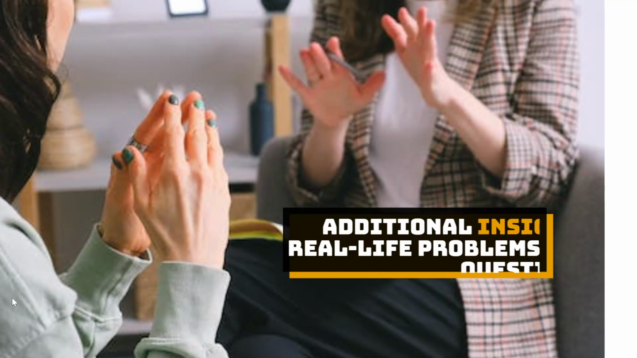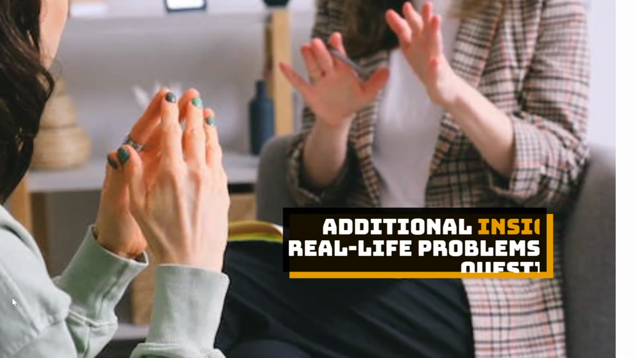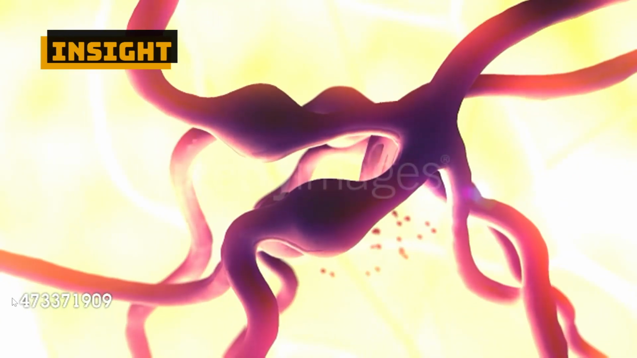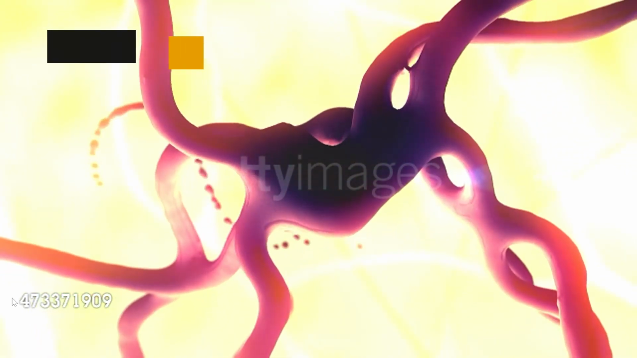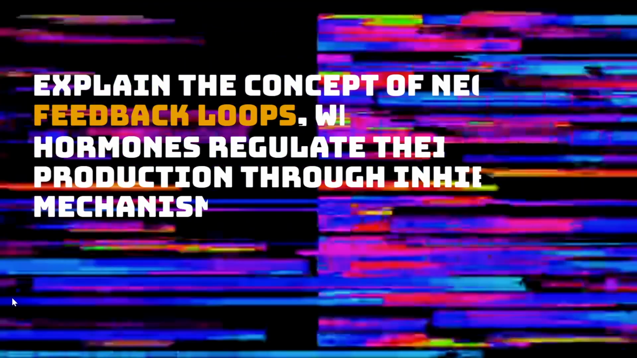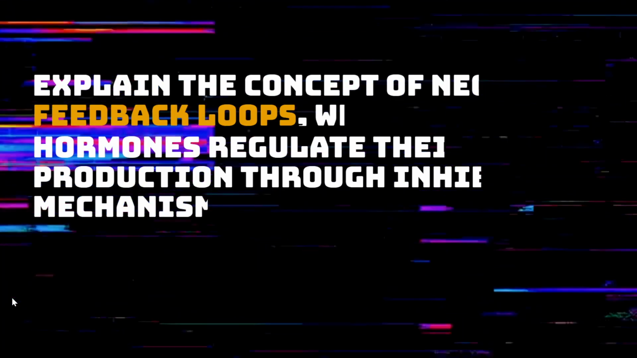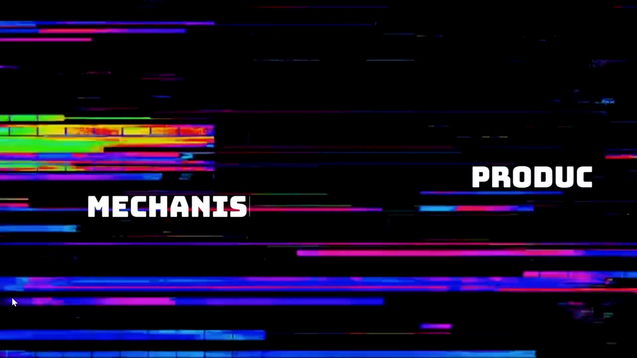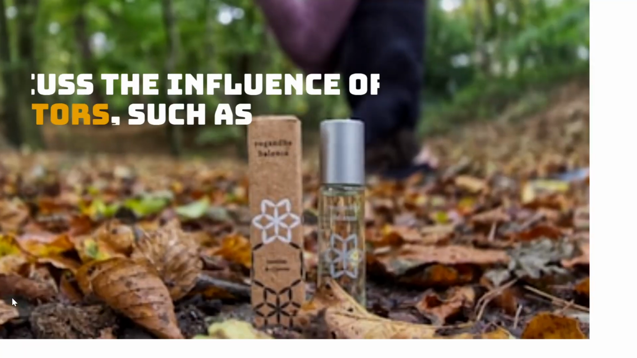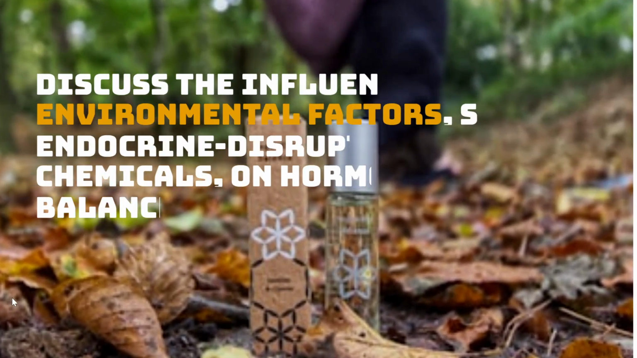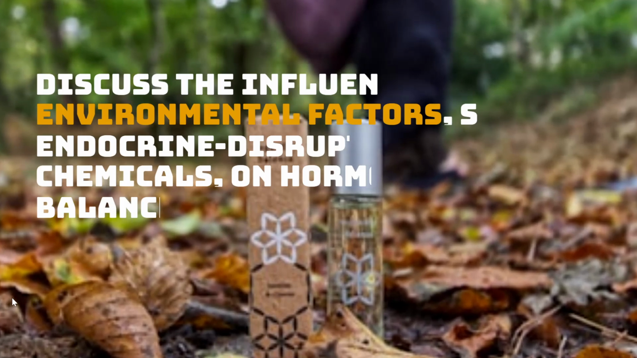Additional insights, real-life problems, and questions. Insights. Explain the concept of negative feedback loops, where hormones regulate their own production through inhibitory mechanisms. Discuss the influence of environmental factors, such as endocrine disrupting chemicals, on hormonal balance.